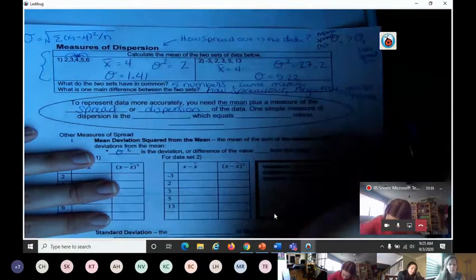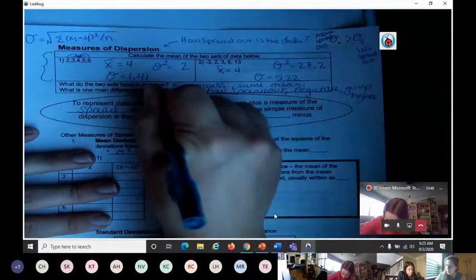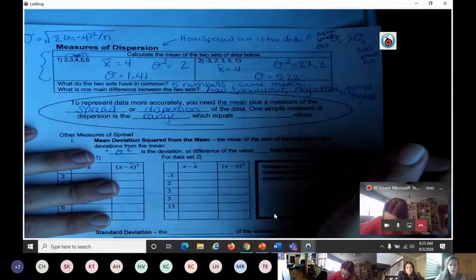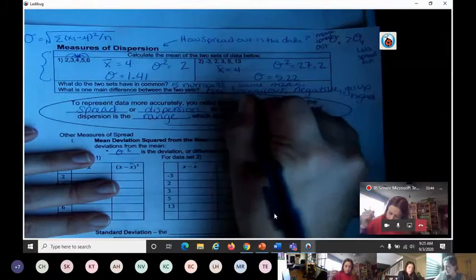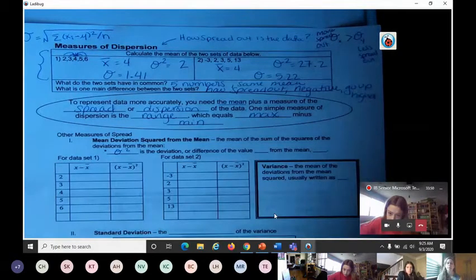Okay, one simple measure of dispersion is the range. Okay, so it's the difference in values, which equals the max minus the min. So just taking the maximum number and subtracting the minimum number from it.